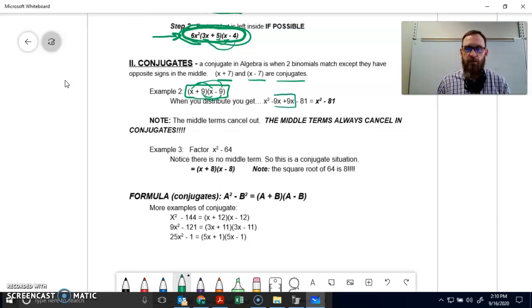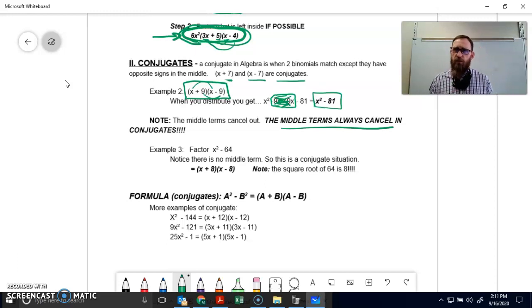And look what happens in the middle. The middle terms cancel, leaving me with just x squared minus 81. When you are multiplying conjugates, the middle terms will always cancel. Always. So when you see this and you recognize, oh, those are conjugates, you don't even have to multiply the middle. X squared minus 81. You can skip the outer and inner because you know those middle terms are going to cancel. Okay, that's crucial for a lot of stuff that we're going to do this year and in future math classes. Okay, conjugates, middle terms cancel.